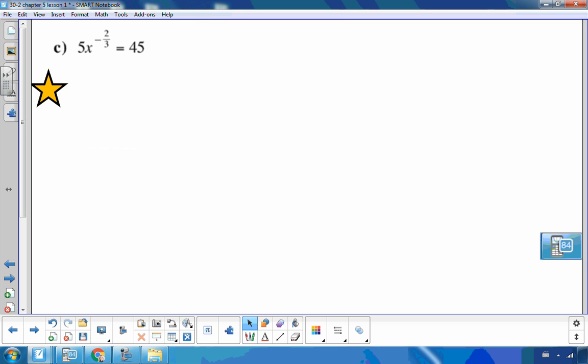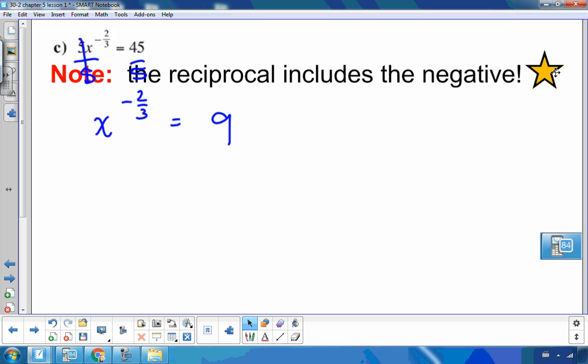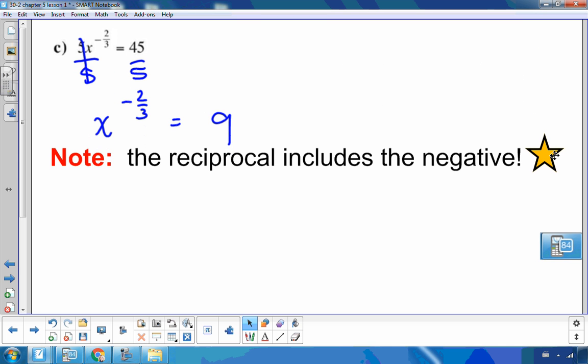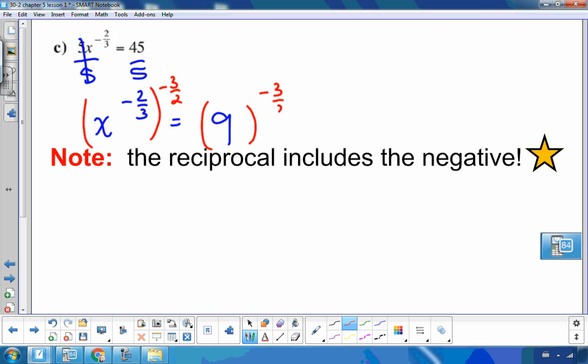Okay, here, again, I have to isolate my power by dividing both sides by 5. So x^(-2/3) equals 9. Now we're going to raise that to the reciprocal power, and I get asked a lot, what do you do with the negative? So the reciprocal includes the negative, because I want x to be to the +1 over here. So I'm going to raise this to the reciprocal power and raise this to the reciprocal power. That's important because when I multiply these exponents together, two negatives make a positive.